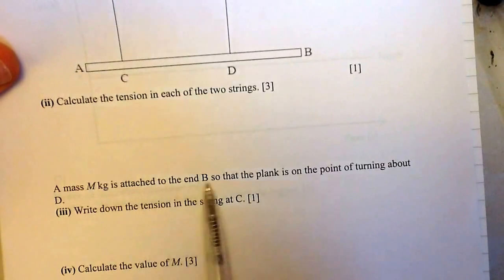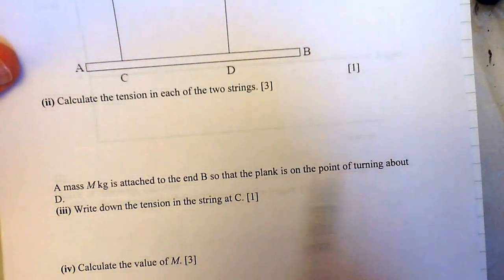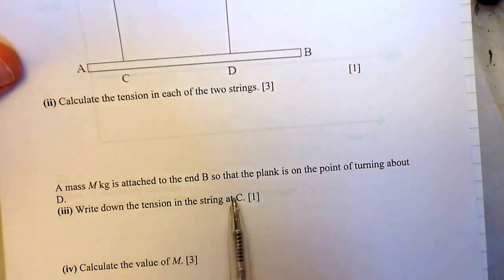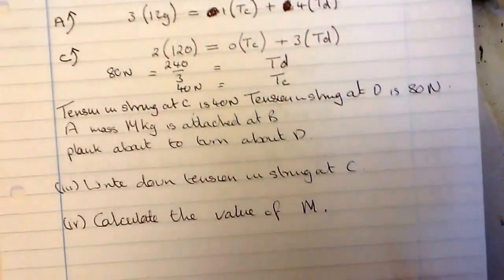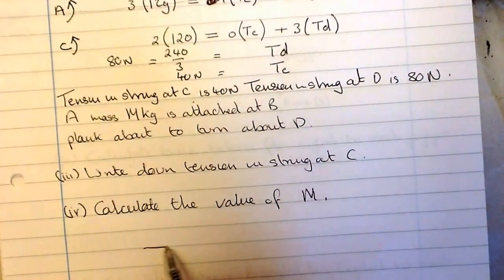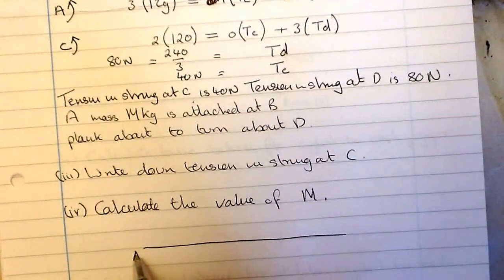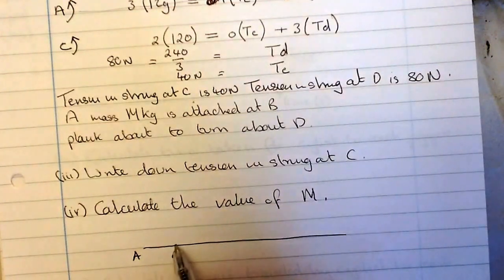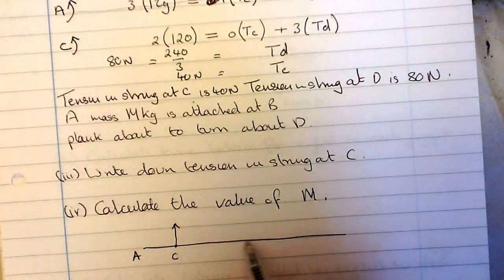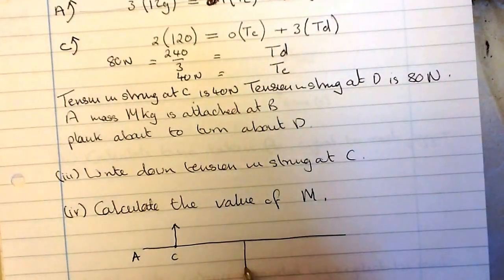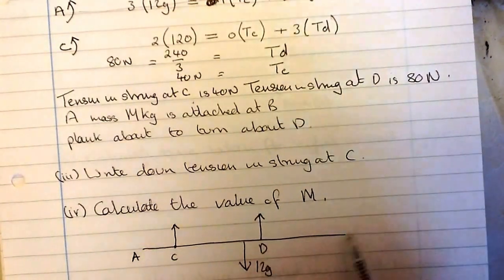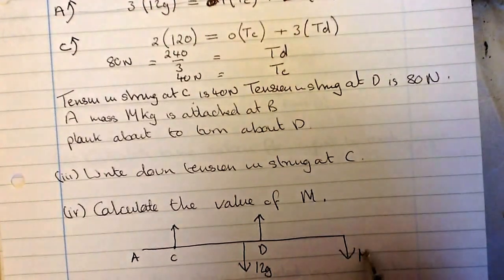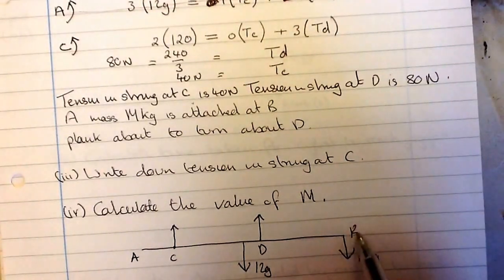a mass m kilograms is attached at B so that the plank is on the point of turning about D. Write down the tension in the string at C. Now, this is going to need a new diagram. Okay, so our new diagram is going to look like this. We've still got our plank, and we've got A, and we've got C, and we've got the mass, and we've got the string at D, but now we've got this new mass mg acting down at B.